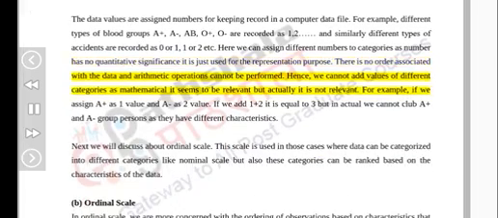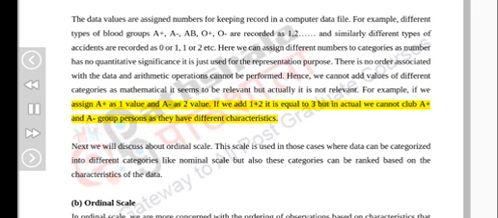Hence, we cannot add values of different categories, as mathematically it seems to be relevant, but actually it is not relevant. For example, if we assign A+ as 1 and A as 2, and we add 1 plus 2, it is equal to 3, but in actuality we cannot club A+ in a group of persons, as they have different characteristics.